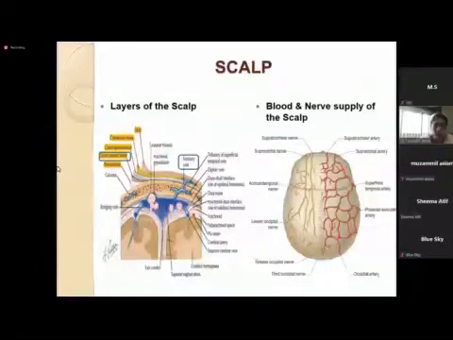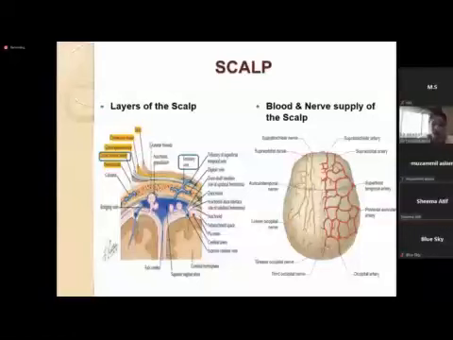Why is it called the dangerous layer of the scalp? Because emissary veins pass through all these layers, and these emissary veins connect the superficial part, or scalp, to the dural venous sinuses. So infection in the scalp, or in case of any wound or injury, goes directly to these dural venous sinuses, which can be lethal. So the dangerous layer is the loose areolar connective tissue layer.